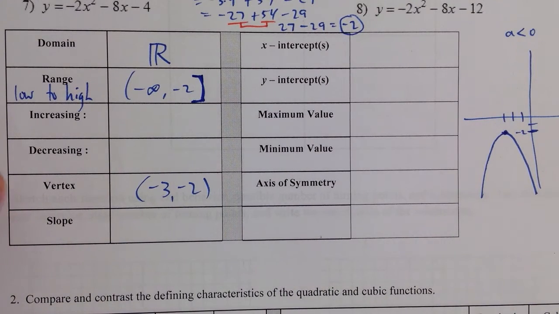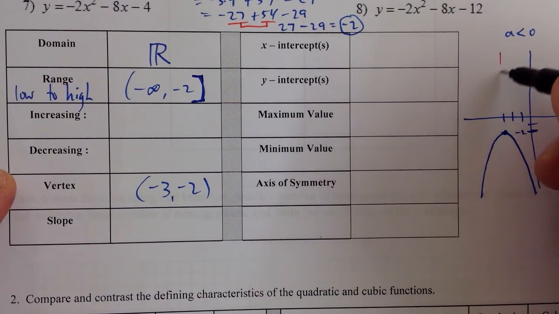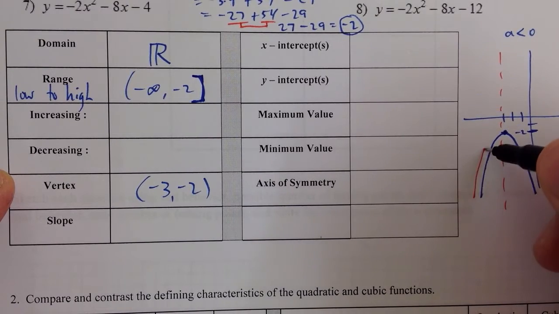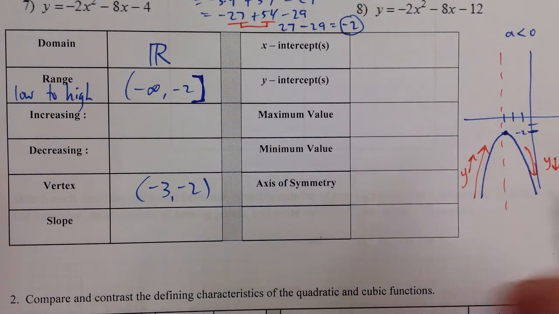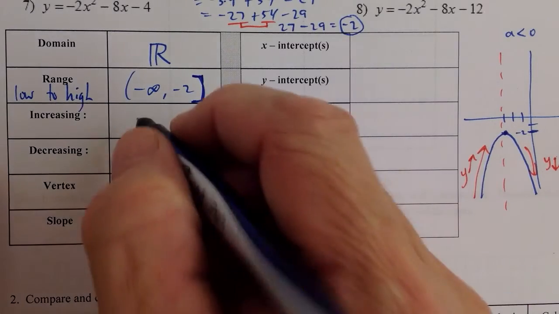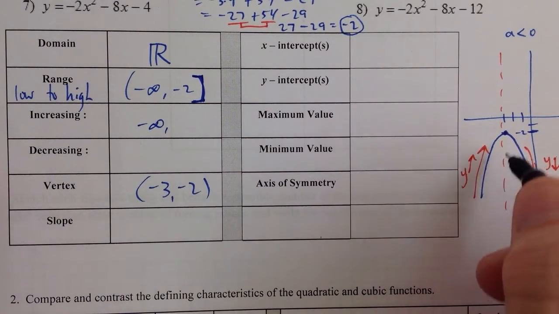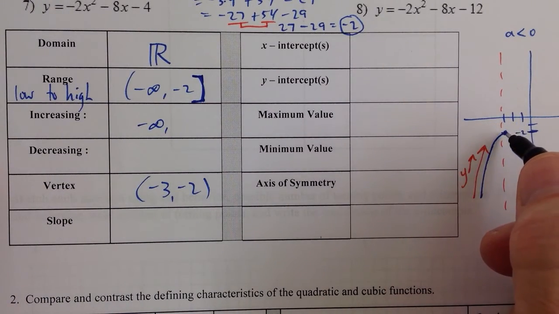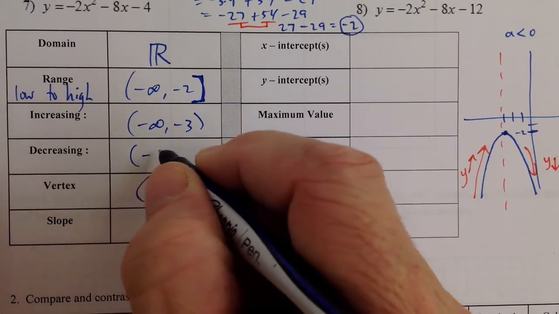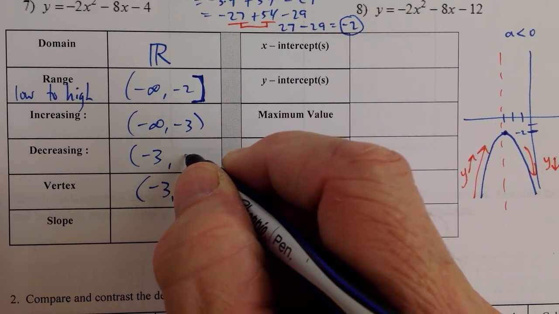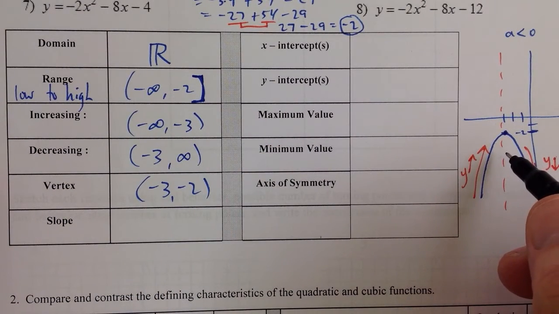Now, the graph of this function is increasing first. So the y values are getting higher. Y is going up, and then here, y is going down. So we say the function is increasing all the way from negative infinity all the way to that x coordinate of the vertex, which is at negative 3, and the y values are decreasing all the way from negative 3, that axis of symmetry, to infinity.